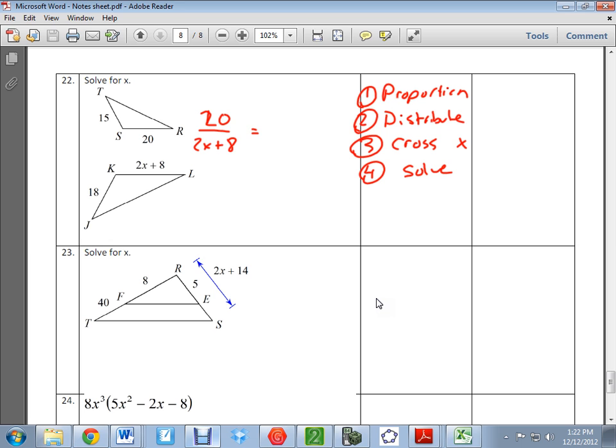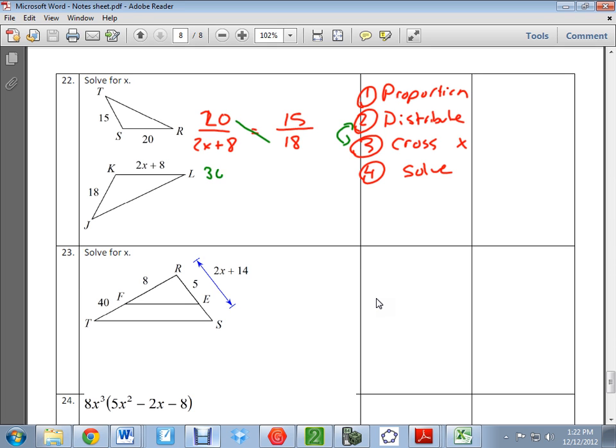Is equal to what over what? What's going to be equal to it? 15 on top, over 18. So these are the two fractions that are equal to each other. You need to cross multiply. That's the next step. When I cross multiply, I will need to distribute.